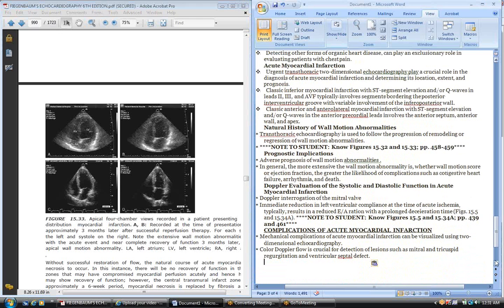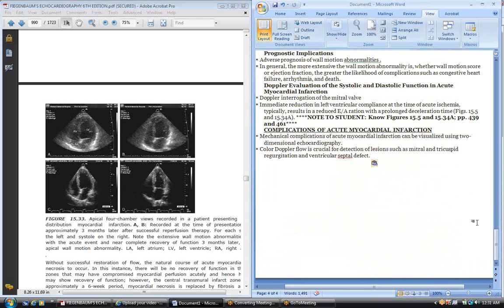Let's talk about prognostic implications. Adverse prognosis of wall motion abnormalities. In general, the more extensive the wall motion abnormality is, whether you're looking at EF or wall motion score, the greater the likelihood of complications such as CHF, arrhythmia, and death.